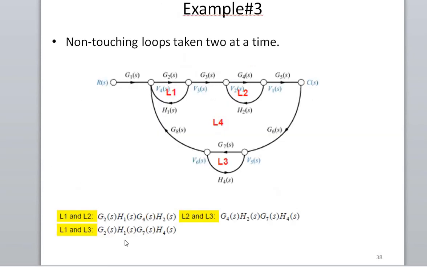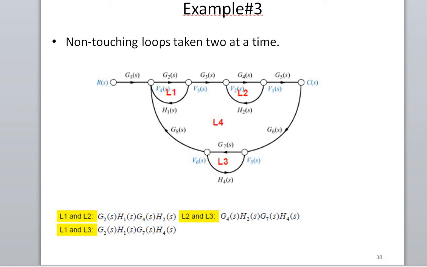So we have to write the possible combinations of all two non-touching loops. That is the next step. Then the next step is we have to check whether there is any three non-touching loops present in the signal flow graph. So if you check, you can see that loop L1, loop L2 and loop L3 are three non-touching loops because they do not have any physical contact. So in this question, three non-touching loops are also present.